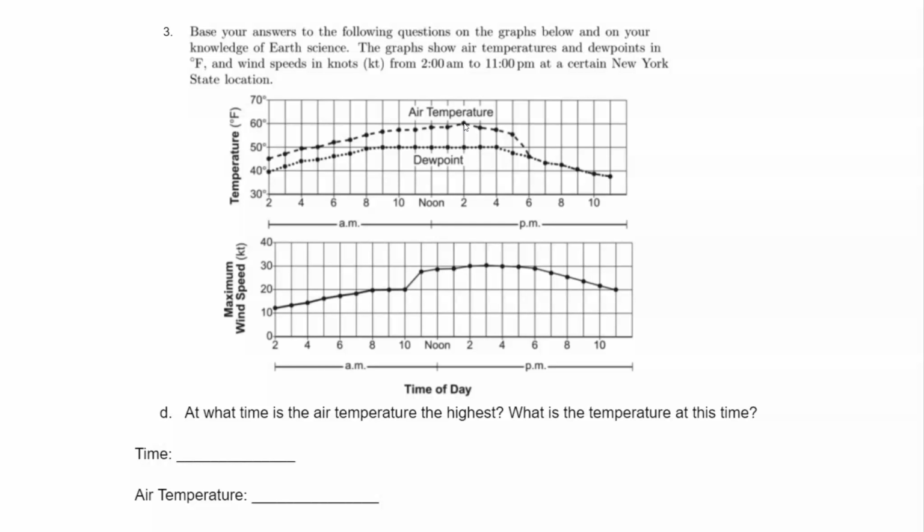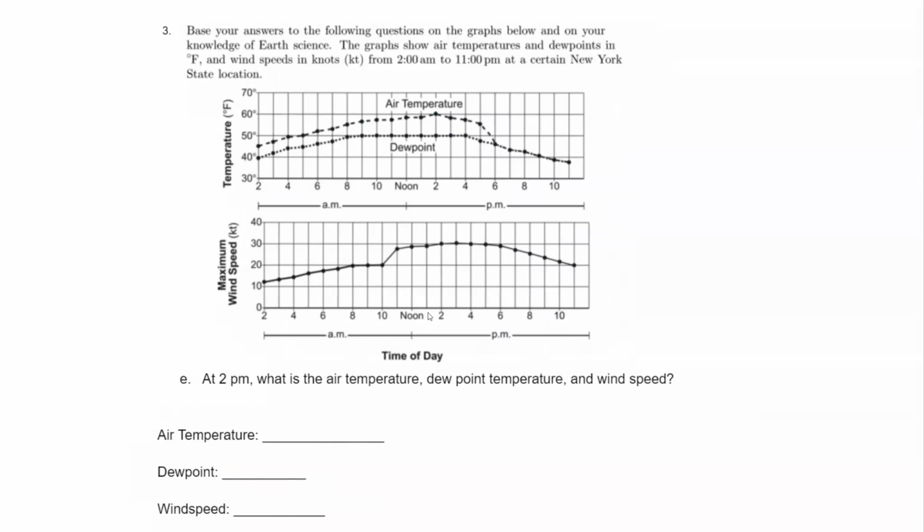So it looks like the air temperature reaches its peak around 2 p.m. And what's the air temperature at this time? It reaches its peak around 2 p.m. and the temperature is like 60 degrees Fahrenheit. So I'm going to write that down. So air temperature is highest at 2 p.m. and it's 60 degrees Fahrenheit at that time.